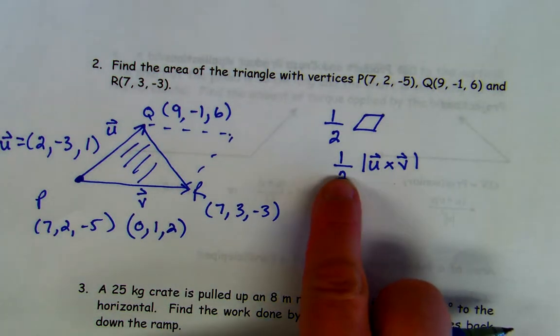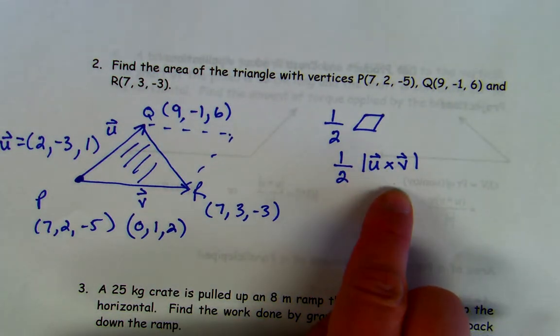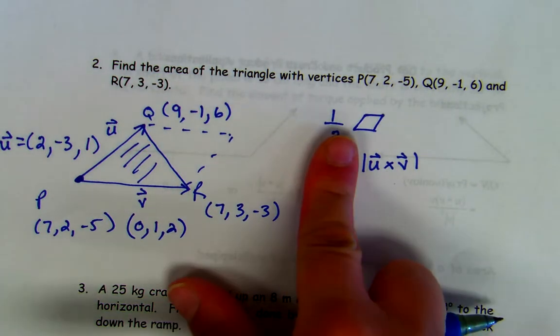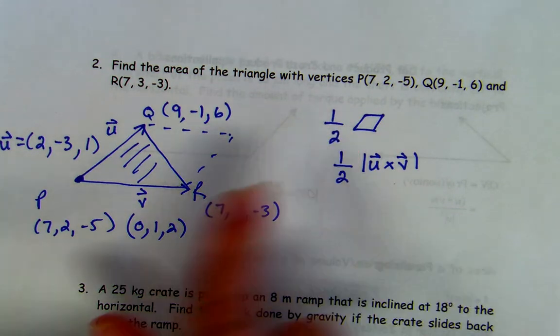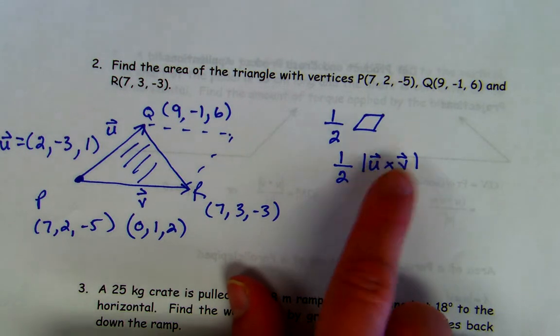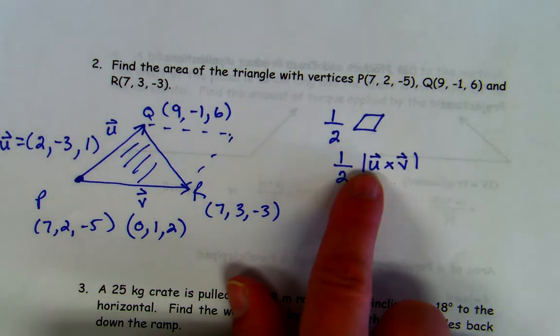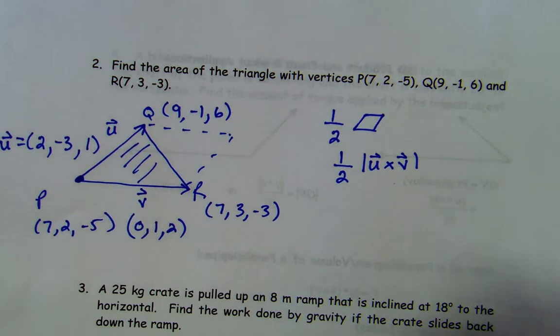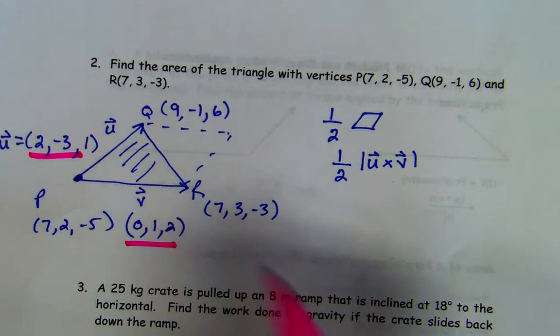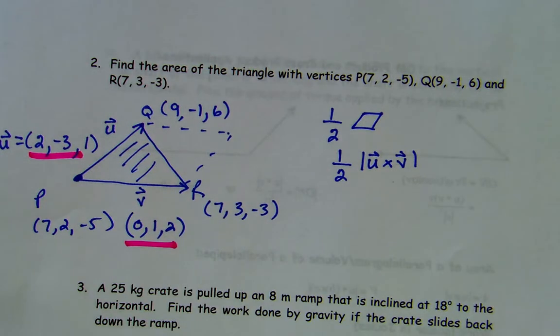So I want 1/2 of the magnitude of U cross V. If it was the whole parallelogram, I would just want U cross V. It's a formula from the first sheet of the handout. So now I need U cross V. I could do the magnitude of U, magnitude of V, sine theta, but I'm just going to do the straight cross product. So I'm going to take my U and my V and cross product those.